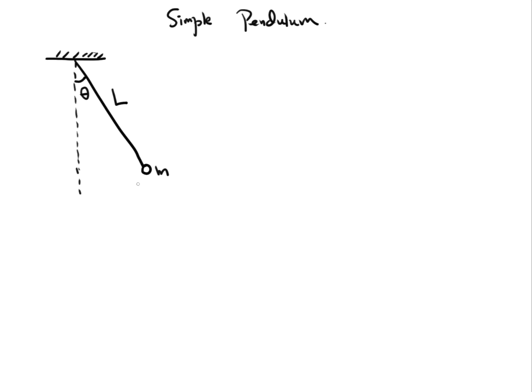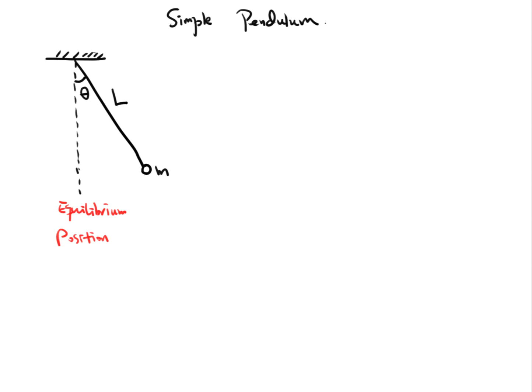Okay. So the resulting motion is that this mass m is going to oscillate back and forth along this equilibrium position. So the vertical line here is the equilibrium position.